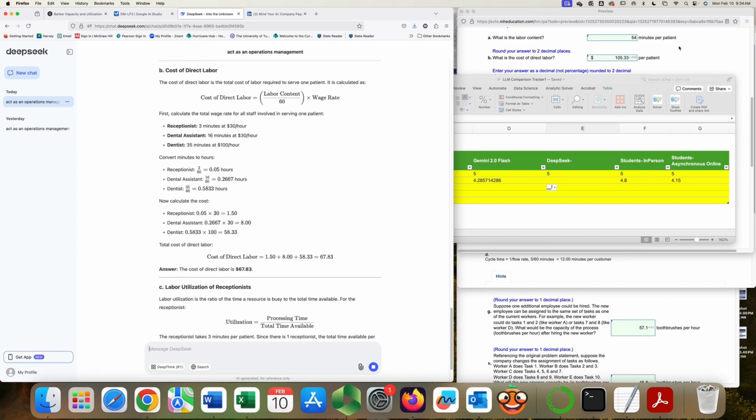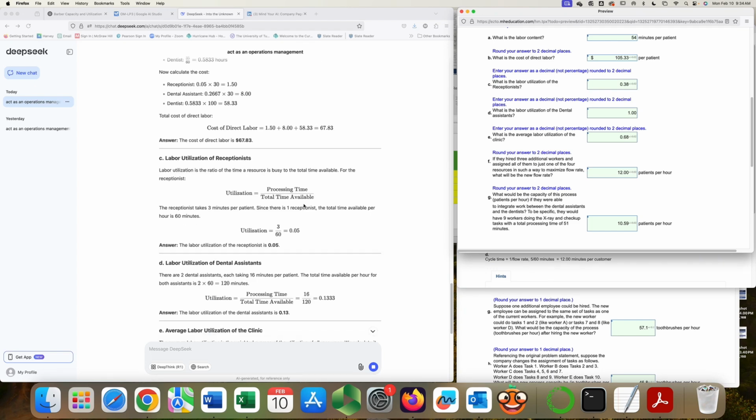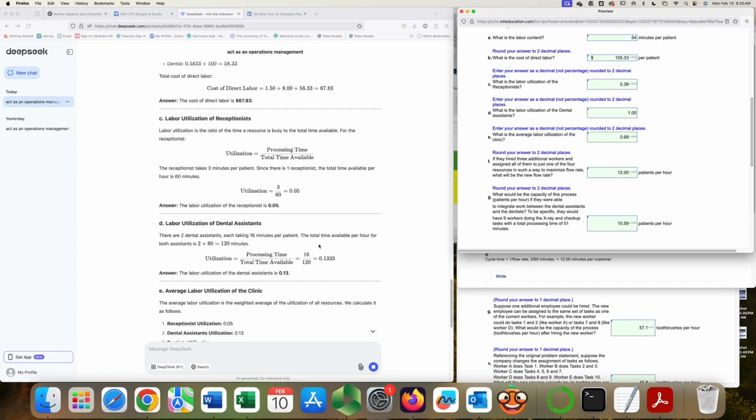That is good. The second one is incorrect. There's something wrong with the cost of direct labor. They are probably calculating based on the labor content, so that is probably the mistake they make. And the third one, the labor utilization, 5%, is incorrect. The D is incorrect.